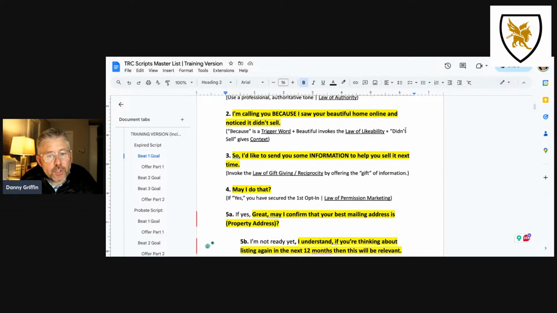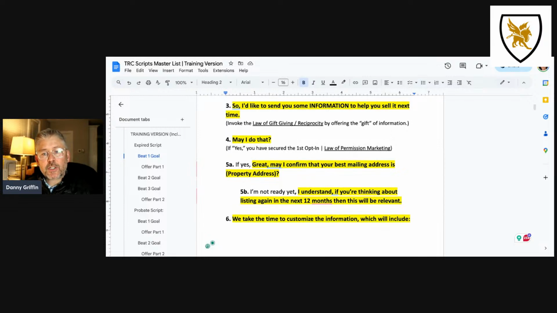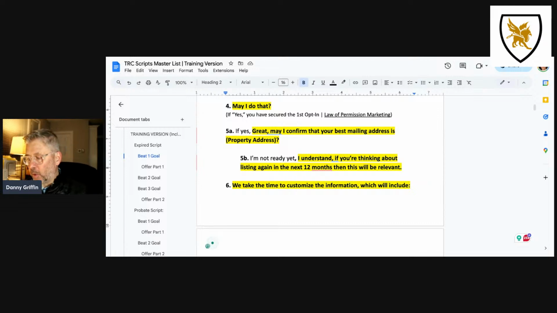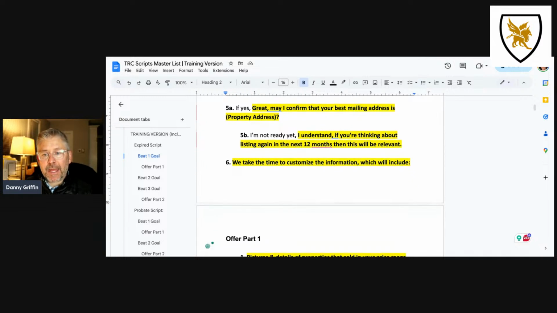And then we also give context. I saw your home online and noticed it didn't sell. So you're telling them their context, right? So I'd like to send you some information to help you sell it the next time. That's the close, right? The law of gift giving and reciprocity. May I do that? Actually, going outside of Cialdini's book, I learned this permission marketing concept from Seth Godin, who's a world-class marketing coach. And so we even put that in there by asking. We want their permission. Remember, I said a good prospect engages us, right? Great. May I confirm the mailing address? And then we lock in the mailing address.